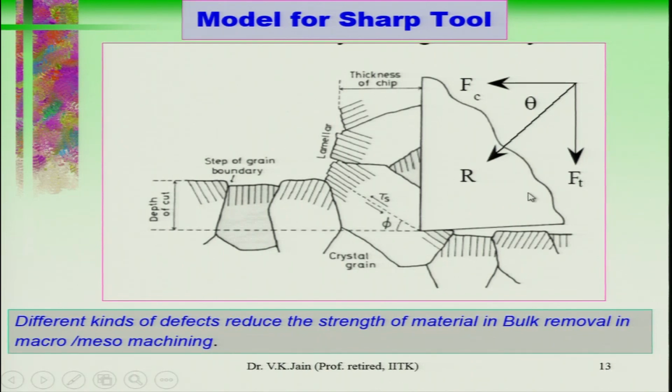When you are applying the cutting force in this direction and tangential force in this particular direction, it is cutting through the grains, as you can see over here, and this is the depth of cut. The step of grain boundary is over here, crystals you can see here. Now, different kinds of defects reduce the strength of material in bulk and removal in macro and meso machining. That is why, and this angle when you are cutting is known as the shear angle, and this is the shear strength of the workpiece material.